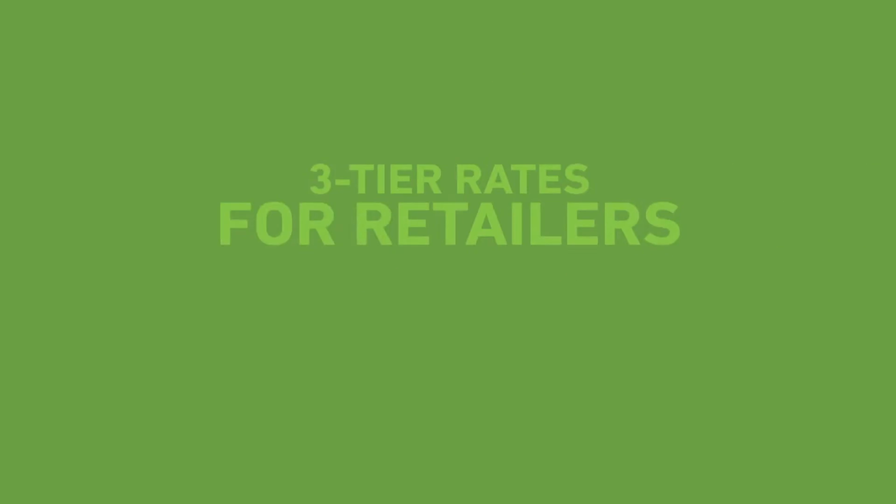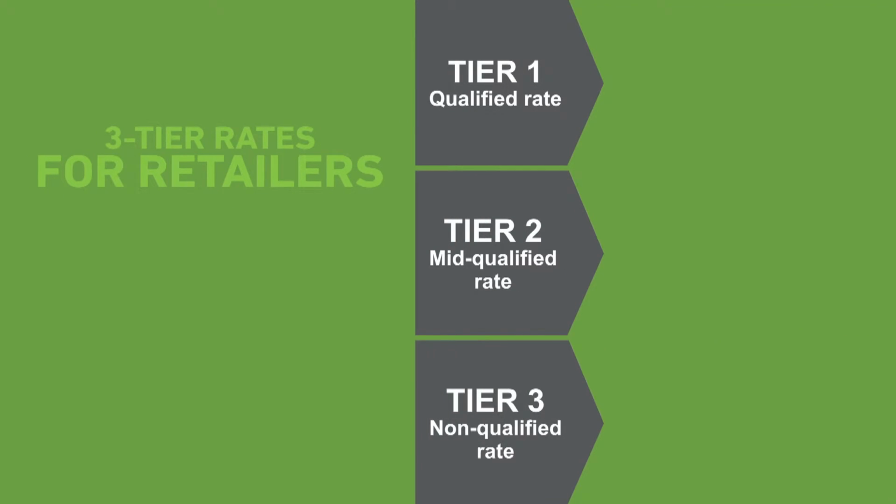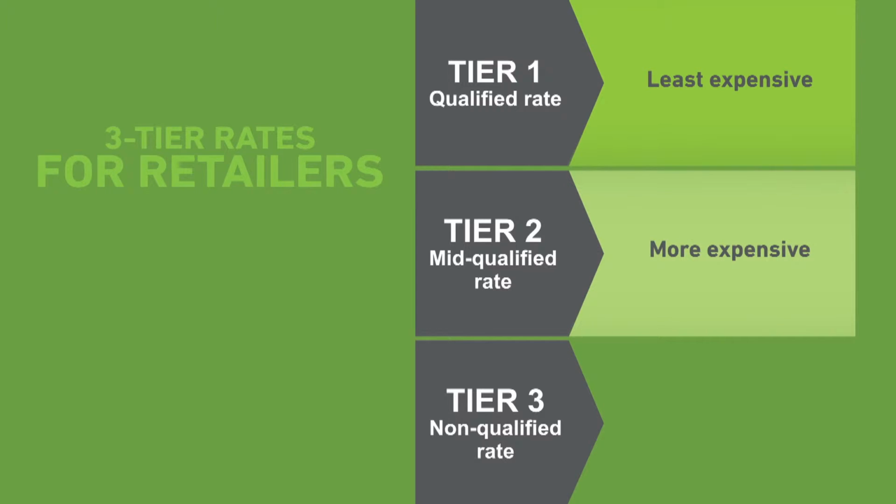Here we're going to see the three-tier price structure, which is fundamental to a retail account. These accounts have 3 buckets: qualified rate, mid-qualified rate, non-qualified rate. It's important to understand that the qualified rate is the least expensive. Mid-qualified is more expensive, and non-qualified is even more expensive. This is based on the risk associated to the transaction based on the card type and how it is taken. So pricing is directly associated to risk.